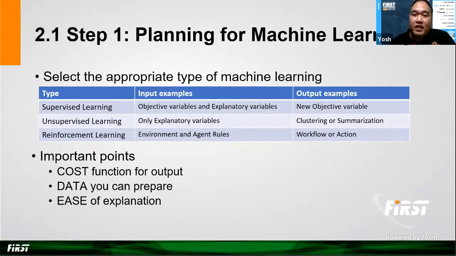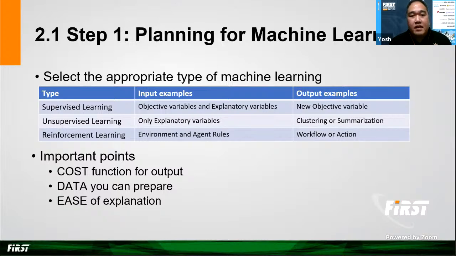At first, we decide the type of machine learning. In general, there are 3 well-known types: supervised learning, unsupervised learning, and reinforcement learning. There are 3 important points. First, define a cost function for machine learning.